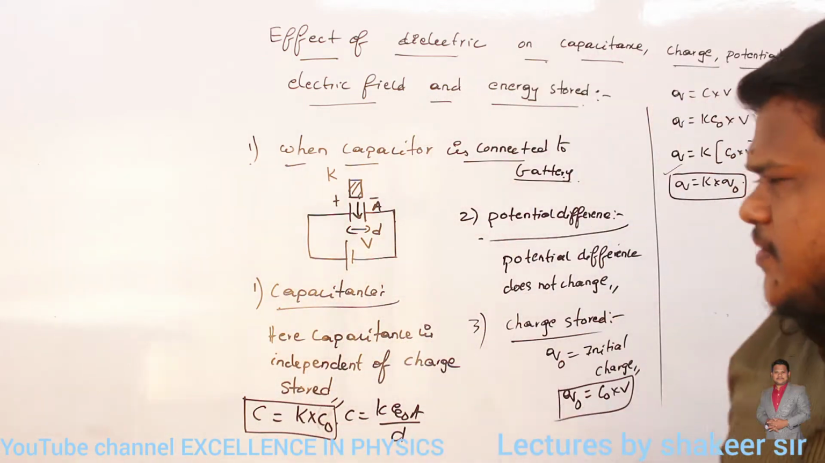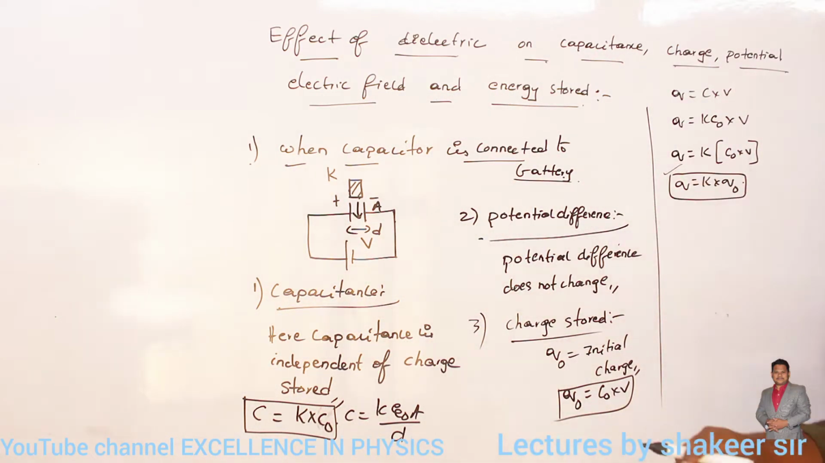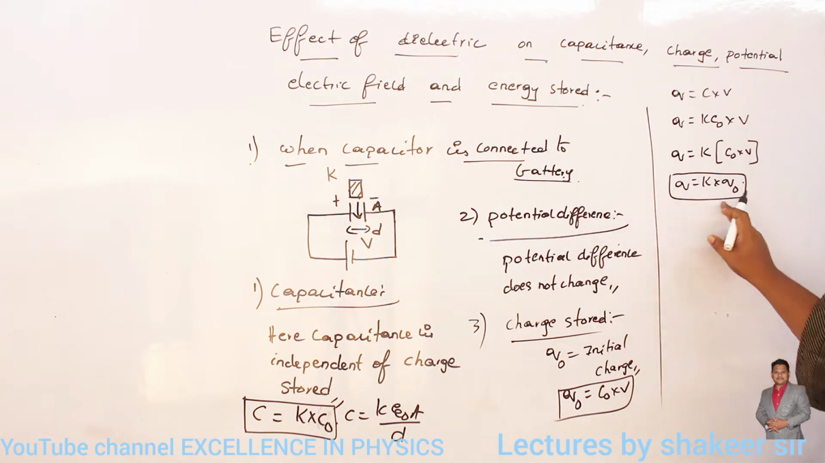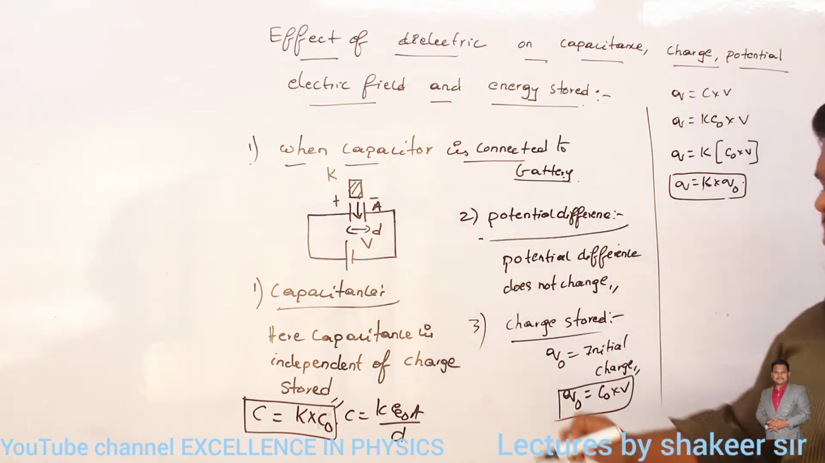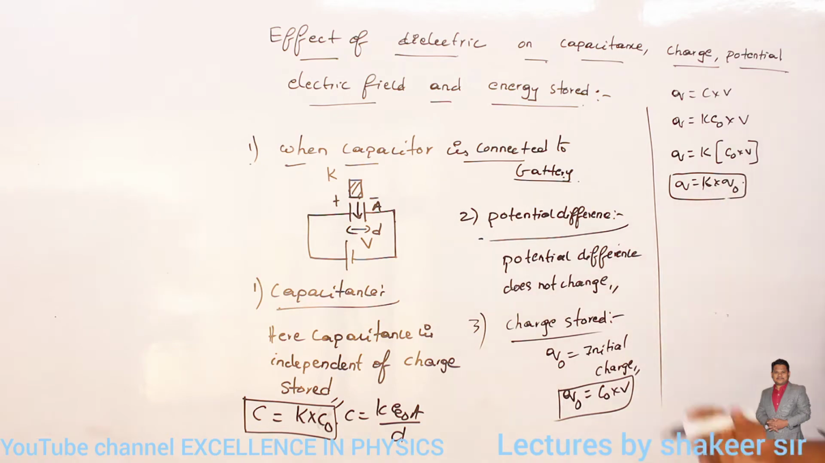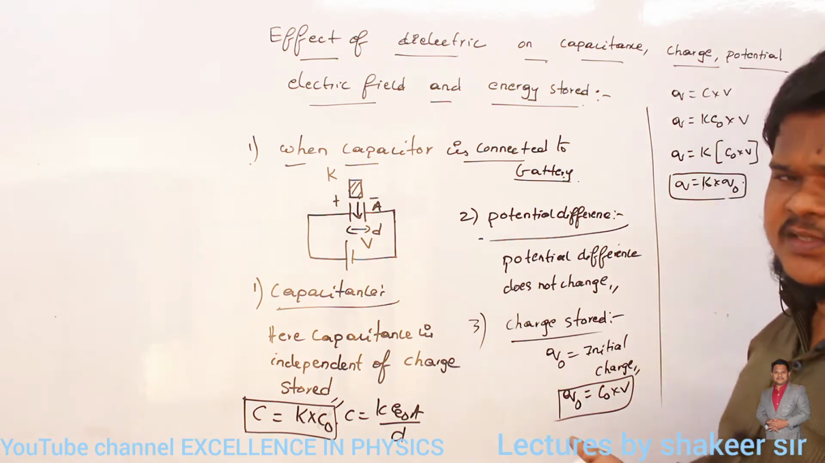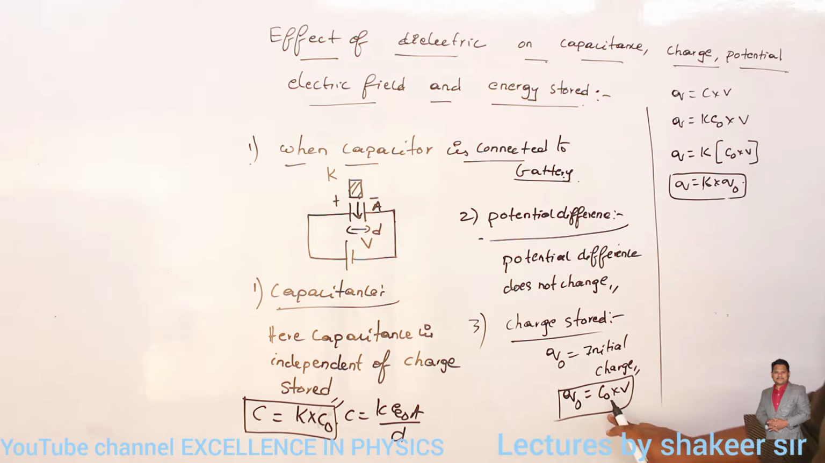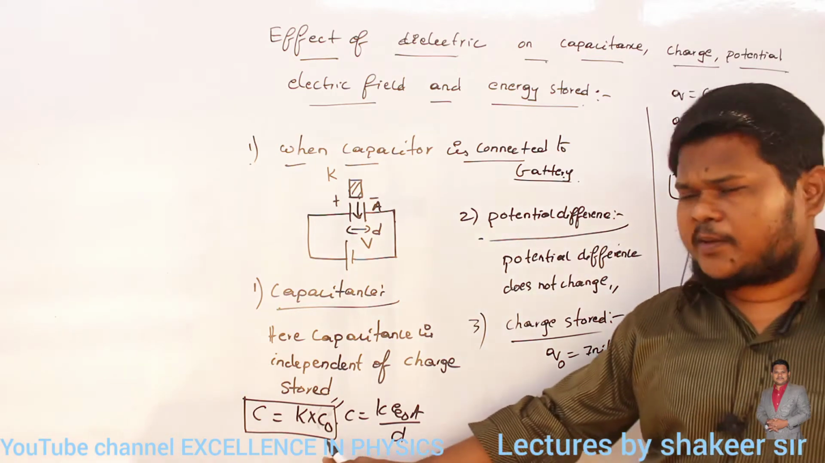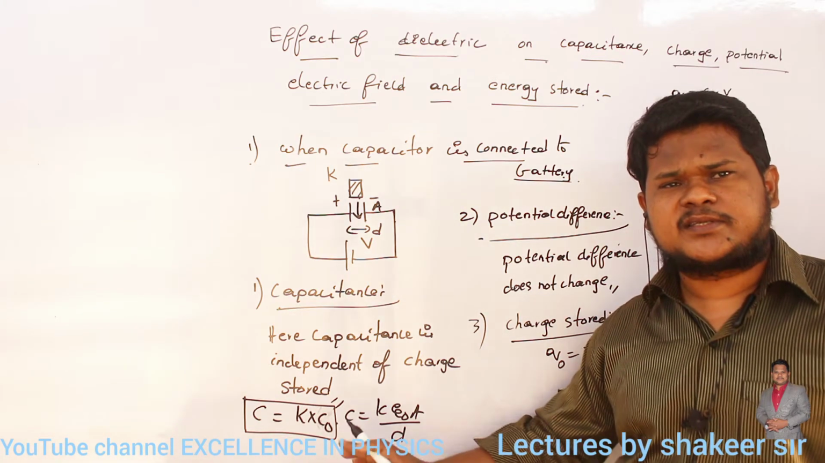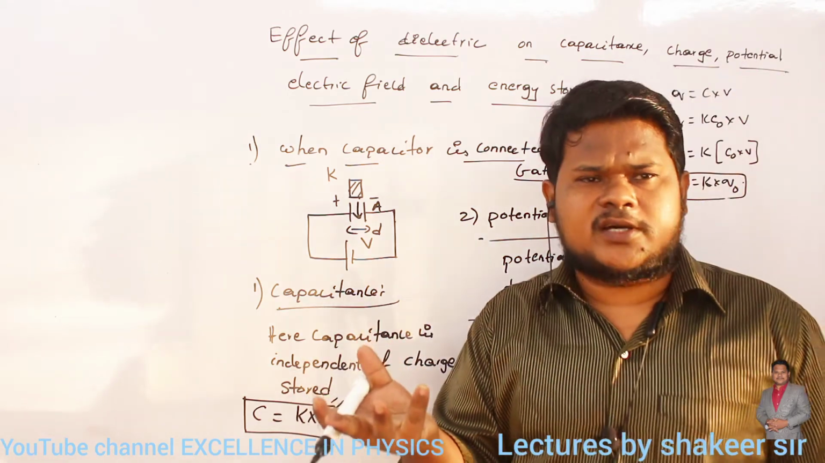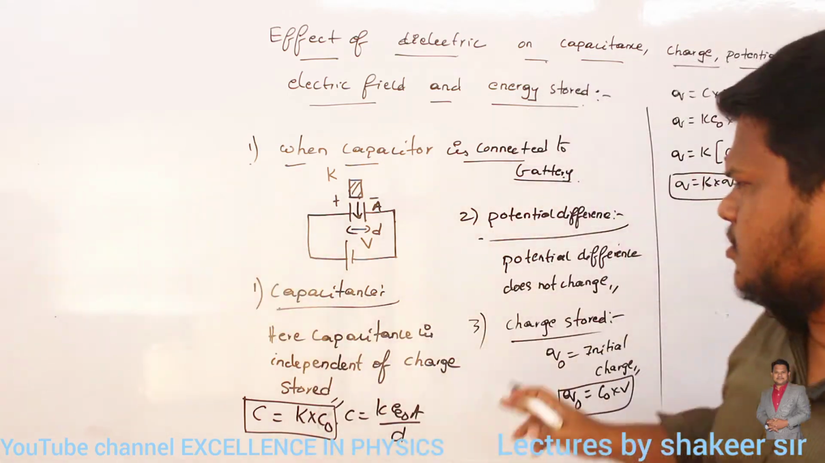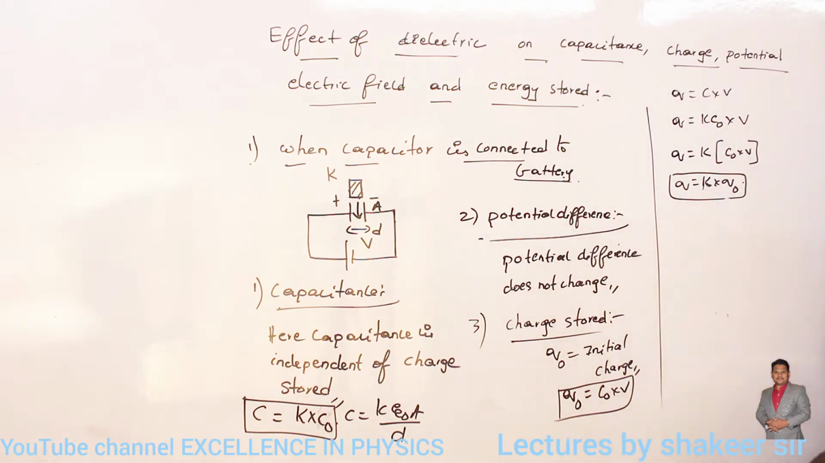That is the meaning of this phenomenon. Not initial charge, final charge. Final charge has increased by how many times? Final charge stored in between the plates of the capacitor has increased by K times. This is understandable, no? Why? If the potential difference is remaining constant and the capacitance of the capacitor is increasing, what is meant by capacitance? Ability to store charge. If it increases, automatically the charge stored in between the plates of the capacitor also increases.